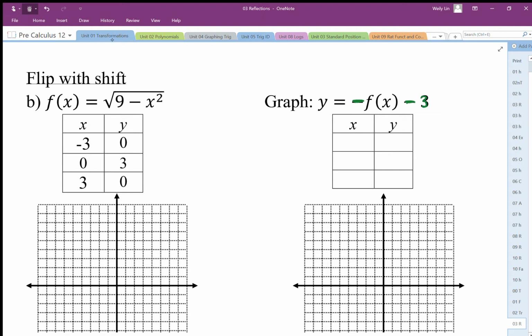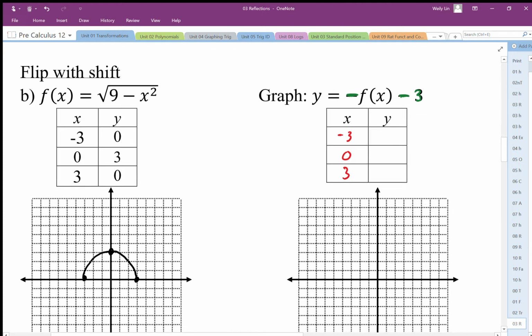Okay, so this is pretty straightforward. The x's, there's no change in the x's. So we're just going to have negative 3, 0, 3. Okay, so what was this before? This happened to be a semicircle function. Okay, these are our 3 reference points for the semicircle function. Okay, so none of the x coordinates have changed.